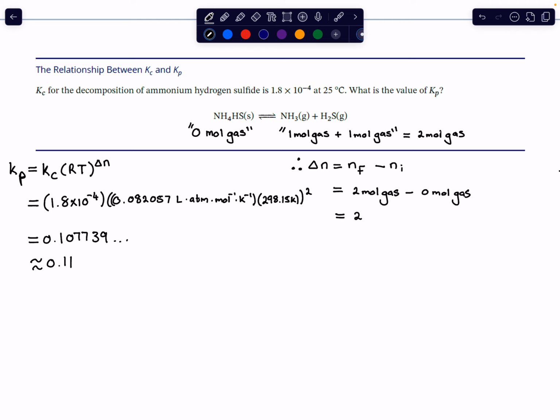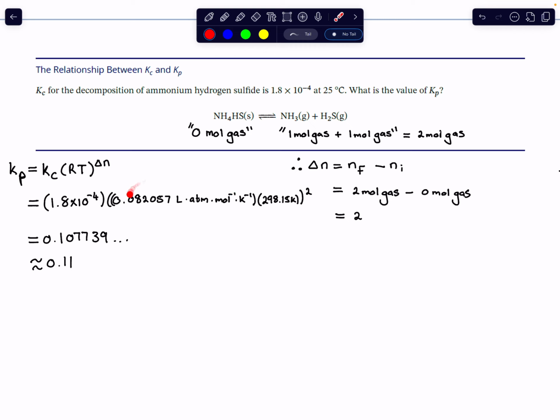And that makes sense. Our Kp is quite small because our Kc was quite small. Kc is 1.8 times 10 to the negative 4, and Kp is 0.11, which is also quite close to 1. So that is a very small value, but it's not really a product or reactant favored equilibrium. It's difficult to really say, as it is close to 1. But now you've got the calculations.